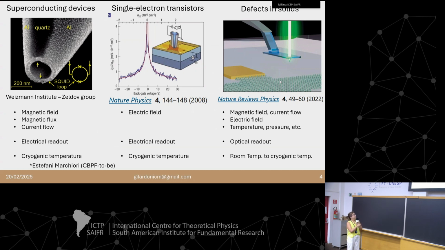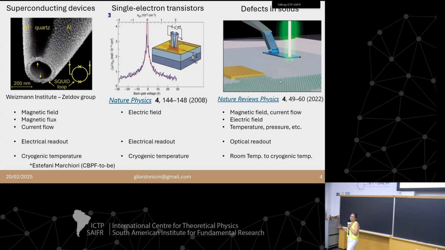Like I said, they're very useful for mapping magnetic field, magnetic flux, current flow. They offer the possibility of electrical readout, so what you actually read in these systems is the current between these two leads, but because they're based on superconducting materials, they function mostly at the cryogenic temperature limit, right?